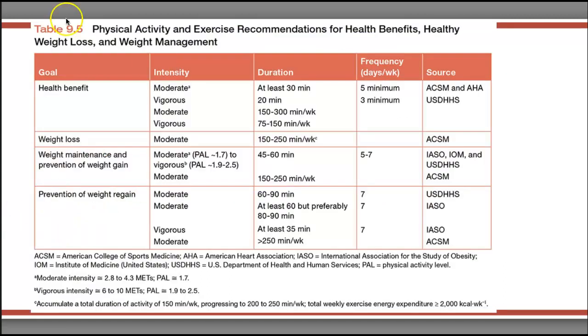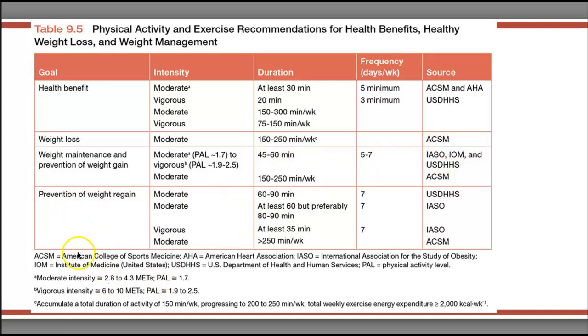So here's table 9.5. If your goal is health benefit, you're going to want to go for at least 30 minutes at moderate or 20 minutes of vigorous intensity, 3 times a week, or 2 times a week. For weight loss, that's the one we're really looking at here, you want to be moderate for 150 to 250 minutes a week, and that's the American College of Sports Medicine.